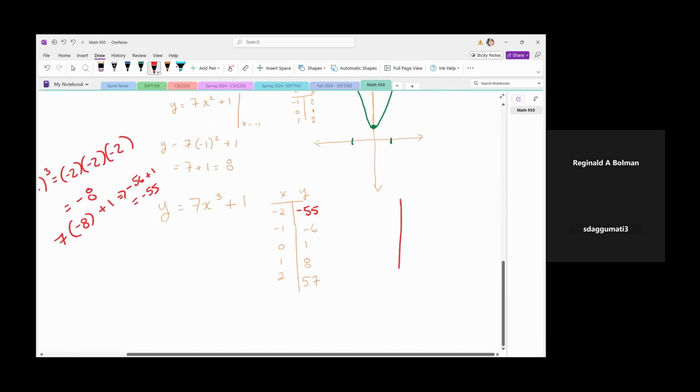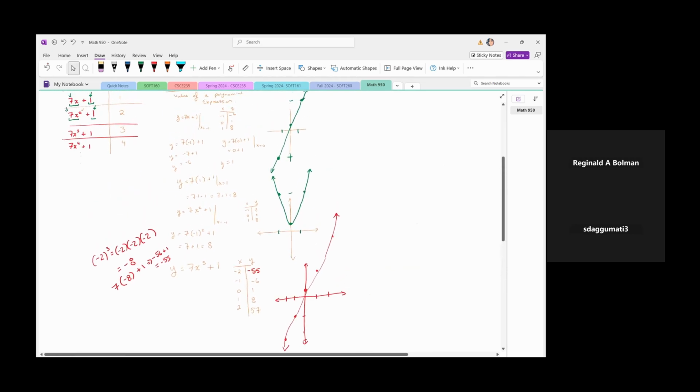Okay, so what's actually happening here is rather different than everything else we've seen. At -2, we're all the way down at -55. At -1, we're at -6, so somewhere like here. At 0, we're at 1, so we're over here. At 1, we're at 8, so we're over here somewhere. And at 2, we're all the way at 57. So you've got this equation whose behavior, and again, this isn't a perfect graph, is more or less like this. So it's kind of like this S shape.